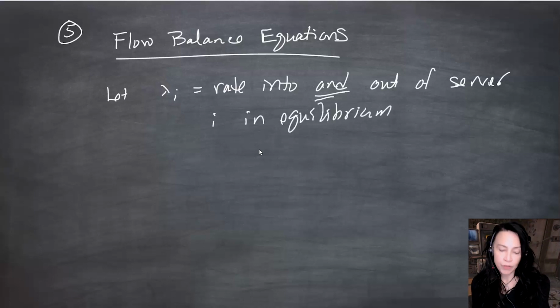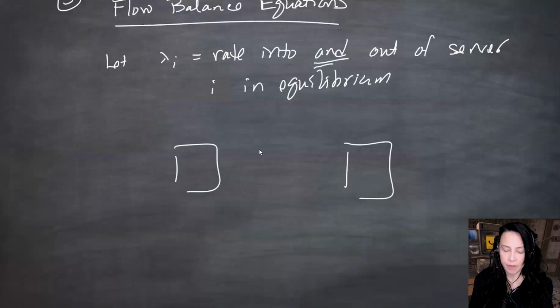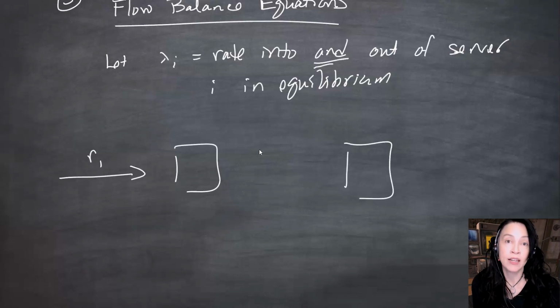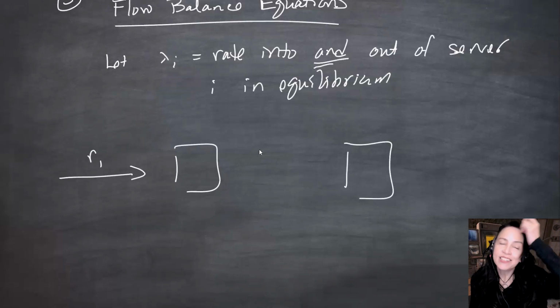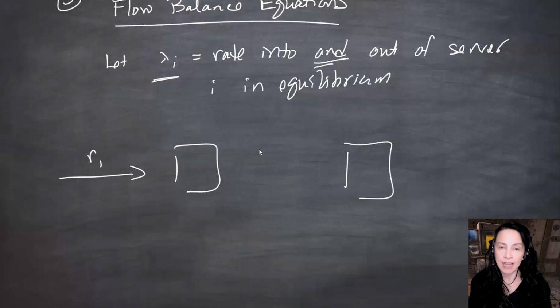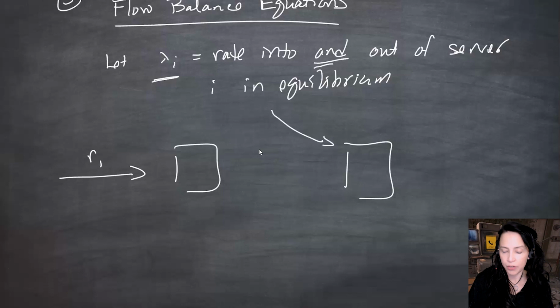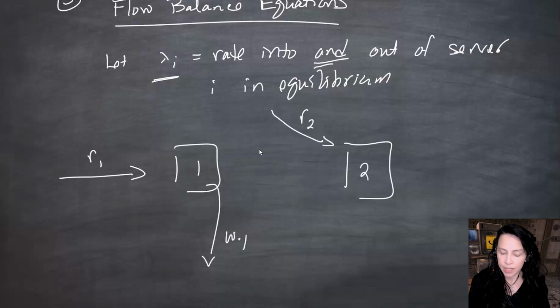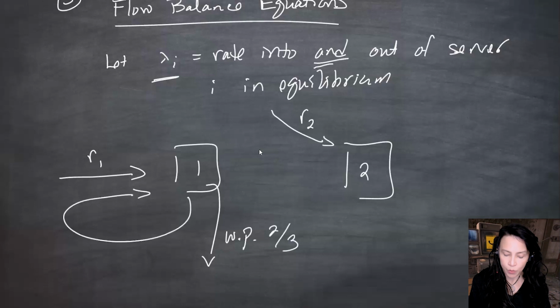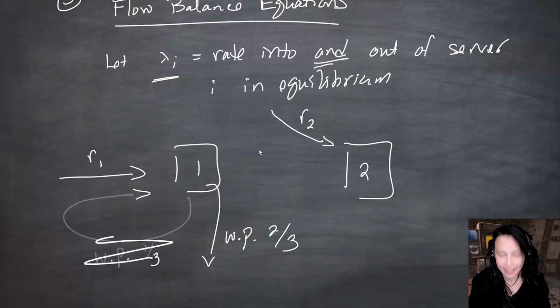So you want to first look at flow balance equations here. For example, we've got a server, and people are coming in from an external Poisson process with rate R1. I didn't use lambda 1 because that could be confused with these lambdas. People are also coming in according to an external Poisson process with rate lambda 2, server 1, server 2, and then with probability 2/3 these people leave, and with probability 1/3 they go to server 2.